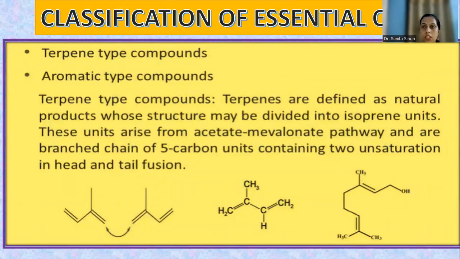Classification of essential oils. On the basis of their chemistry, they are classified into terpene type compounds and aromatic type compounds. In terpenes, the basic unit is the isoprene unit, a 5 carbon chain unit, and these units combine to lengthen the chain.